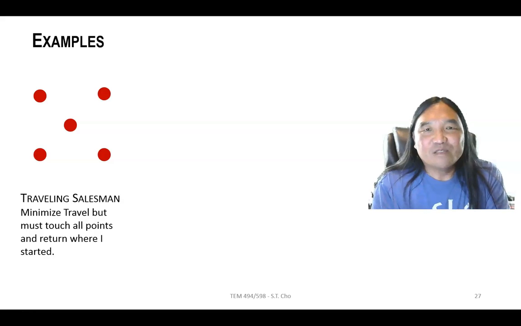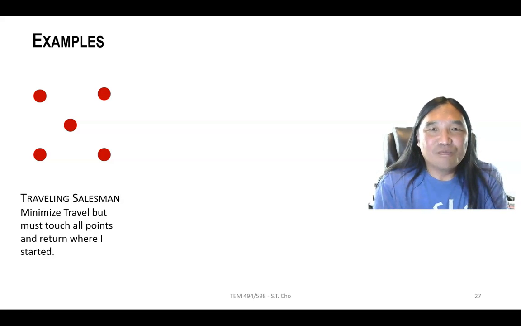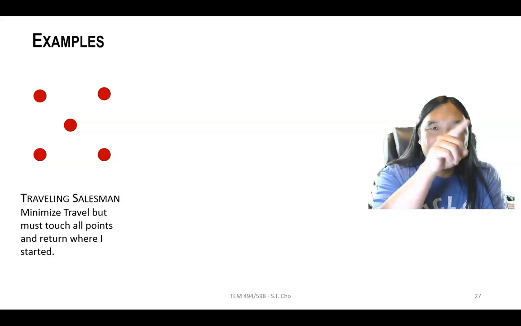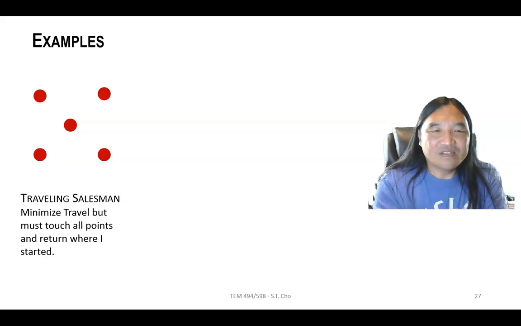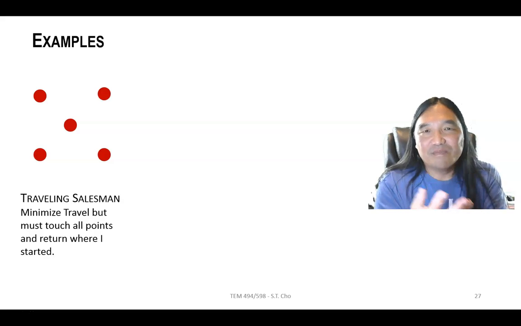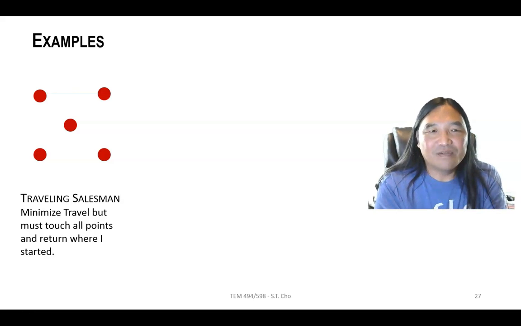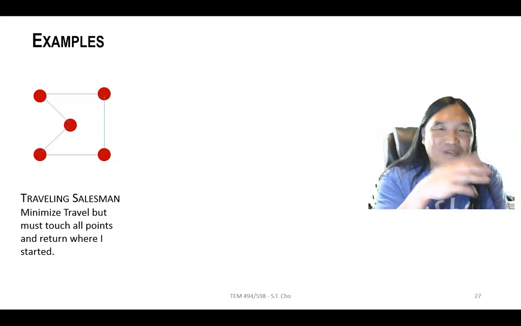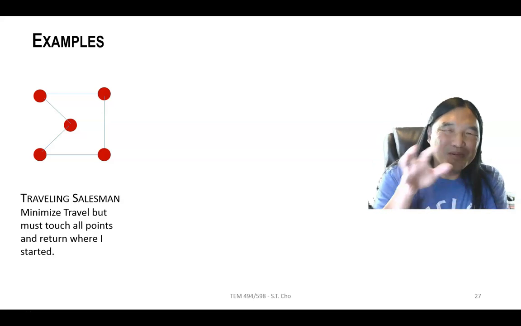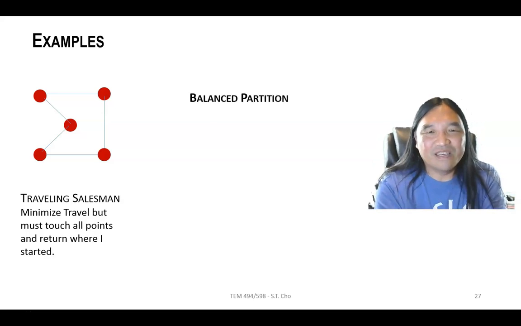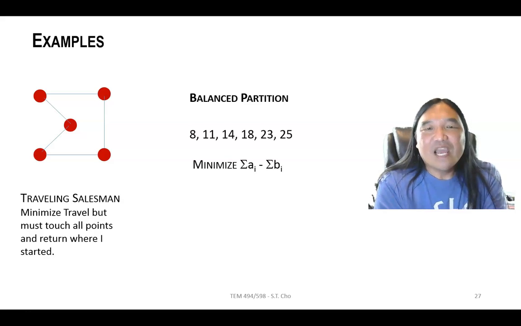The traveling salesman problem is pretty classic, and that's that I have to return to the point I start from, and I have to hit every point. And so where's the minimum path through this? Where's the minimum pattern? And the minimum pattern, you probably already guessed it, goes like this. Now, you can go in different directions, and you can do it in different ways, but you're not going to get less than that.